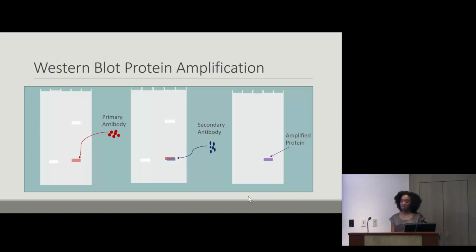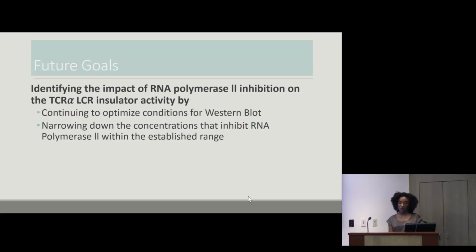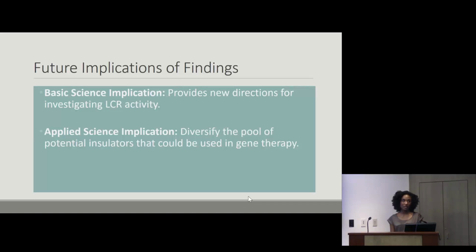Future goals would be to identify the impact of RNA polymerase II inhibition on the T cell alpha LCR insulator activity by continuing to optimize conditions for the Western blot and then narrowing down the concentrations that inhibit RNA polymerase II within the established range. Future implications of our findings: the basic science implication would be to provide new directions for investigating LCR activity, and the applied science implication would be diversifying the pool of potential insulators that could be used during gene therapy.